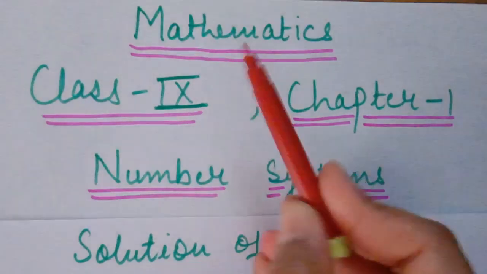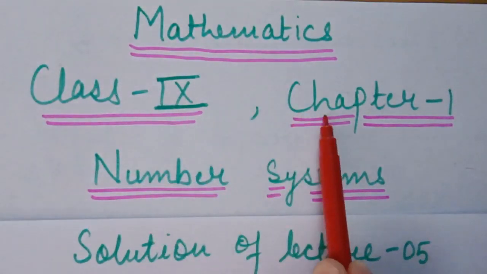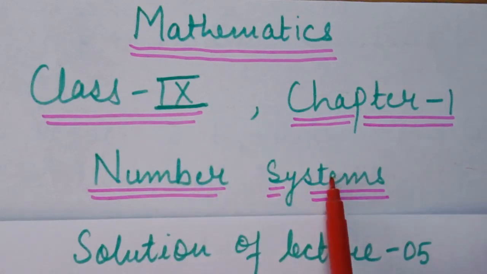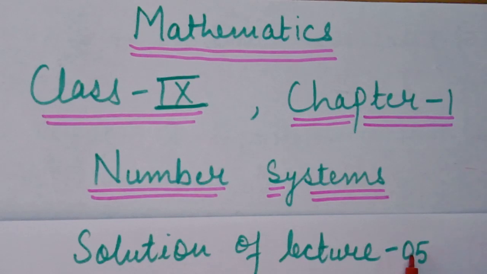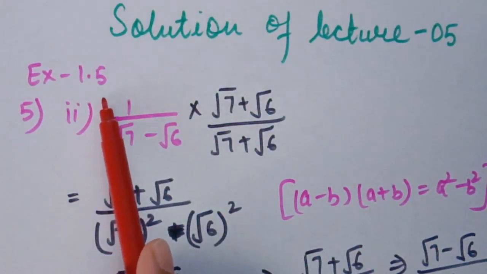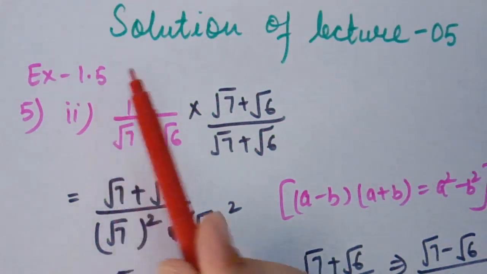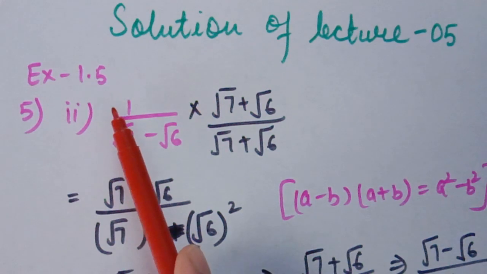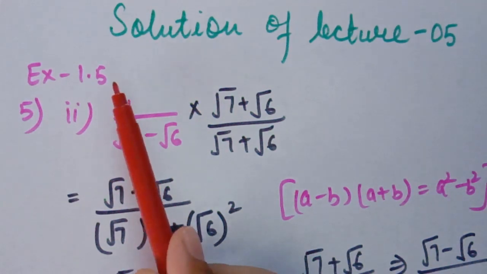Students, this is your mathematics class for class 9th, chapter 1, number systems. This is your solution of lecture 5. Today you got two videos, one for the revision of all lectures of chapter number 1 and solution of lecture 5. In the fifth lecture we discussed rationalization and exercise 1.5 and laws of exponent exercise 1.6.